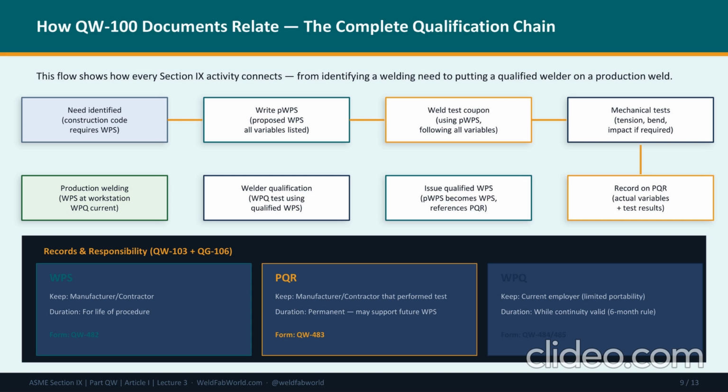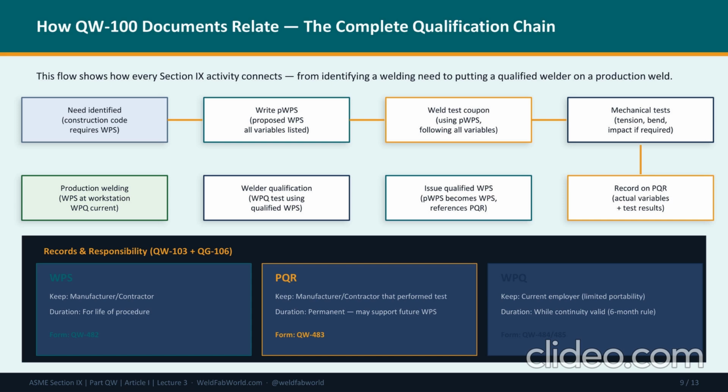Step 7. Welder qualification. Before a welder can use the qualified WPS in production, they must test their personal ability to produce acceptable welds following that procedure. The welder qualification test uses a qualified WPS and is documented on QW 484. Mechanical tests or radiographic examination are used to evaluate the welder. Step 8. Production welding. The WPS is at the workstation. The welder has a current, valid WPQ. The authorized inspector is satisfied with the documentation.